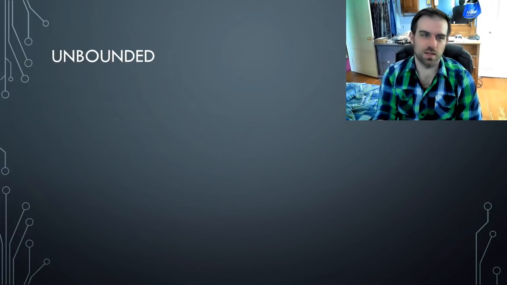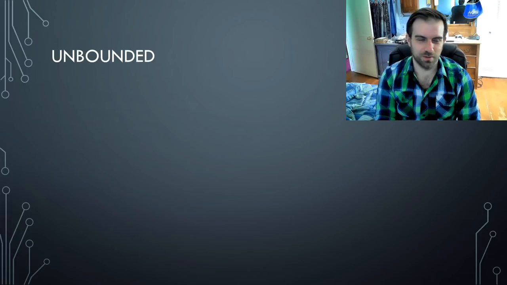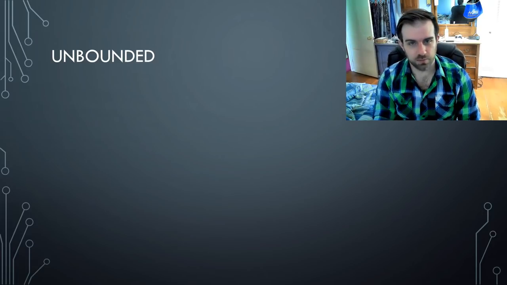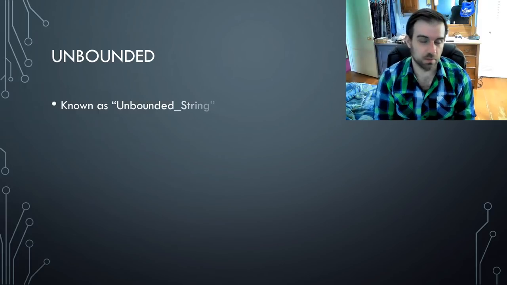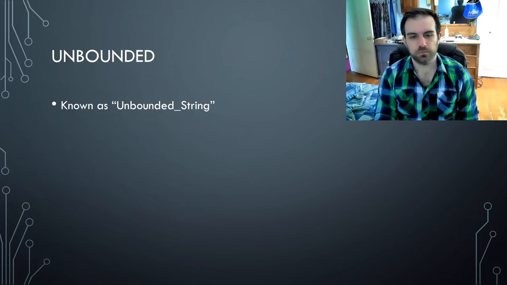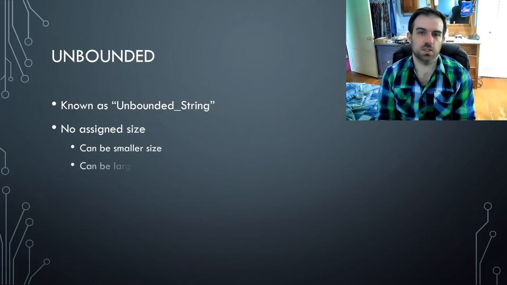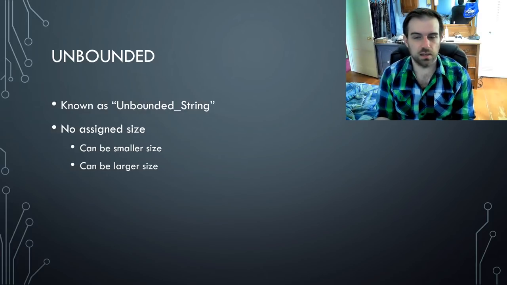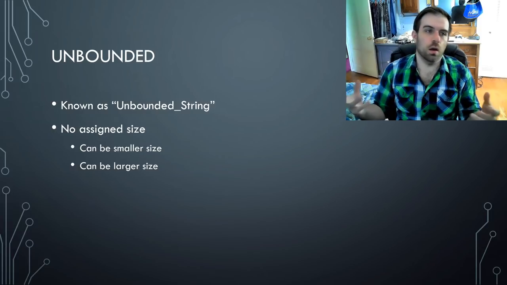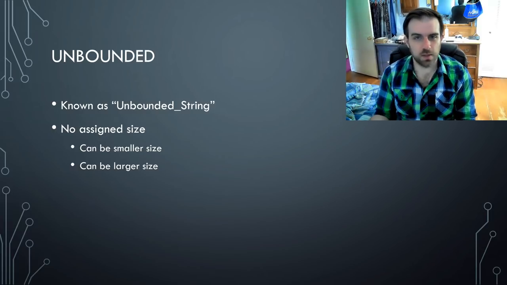Unbounded is where we get into the strings that you want to use if you're not doing embedded programming or database programming. If you're doing anything else, so this means most developers, you want to use the unbounded string. And this is because it's the most flexible. So, similarly to the other ones, it's known as unbounded string or unbounded wide string, and so on. There's no assigned size, so this allows it to be a smaller size or a larger size. If you define it as a string of 10 characters long, you can then go and assign it a string of 143 characters long, and then one of 2 characters long. It's very flexible like that.